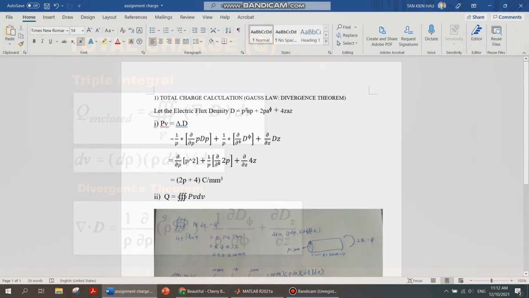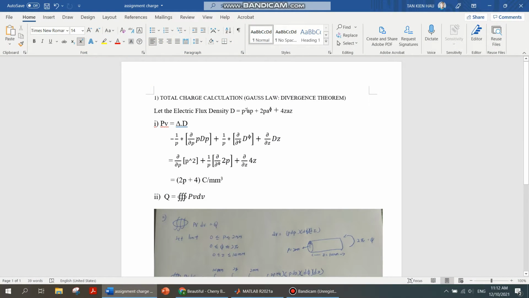Hello, I'm Dan. Today I would like to present to you the total charge calculation using Gauss's law and the divergence theorem. First of all, we are given the electric flux density of the wire as D = e^(ρ²) aρ + 2ρ aφ + 4z az. These aρ, aφ, az are the cylindrical coordinate unit vectors of the system.